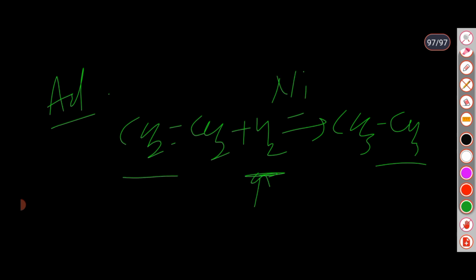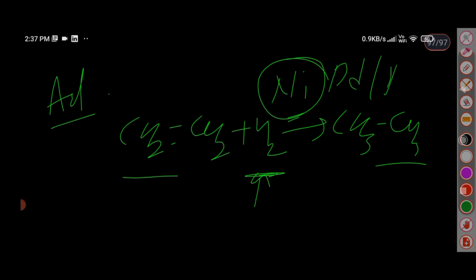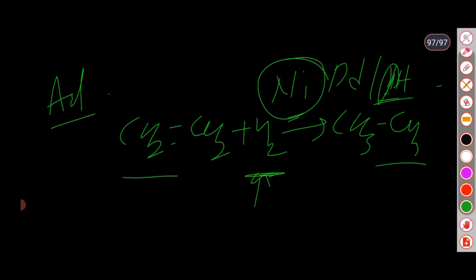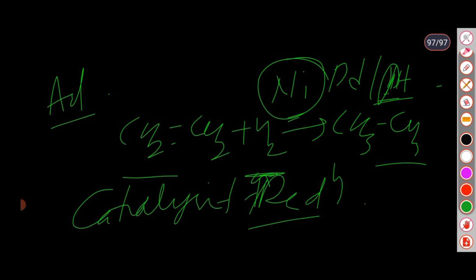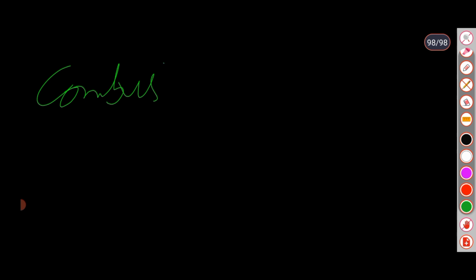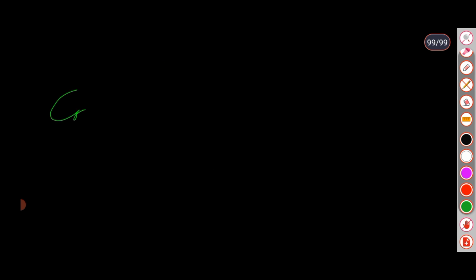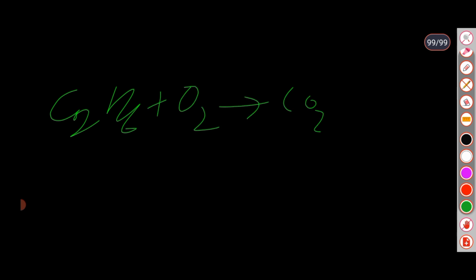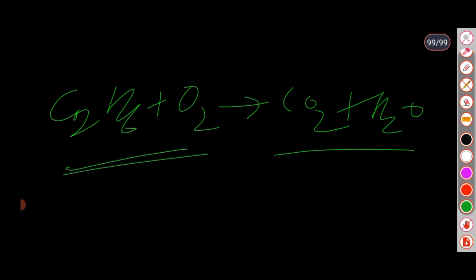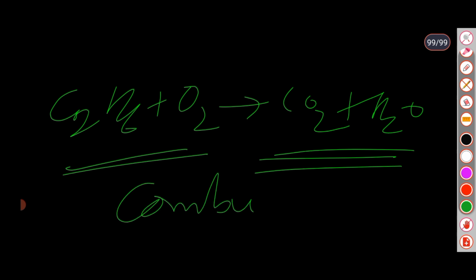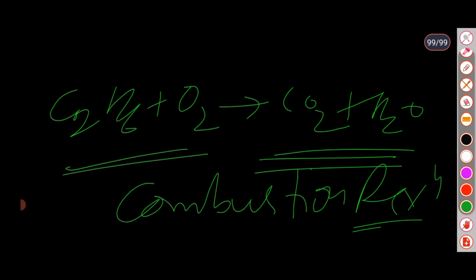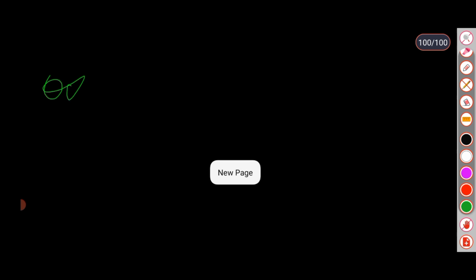This reduction takes place in the presence of nickel, palladium, platinum. This is also called catalytic reduction. Next is combustion. If you have CH4 along with oxygen, then there will be carbon dioxide and water. End product of the combustion reaction is carbon dioxide and water. Suppose you are given C2H6 plus O2 gives CO2 plus water. We can balance the equation, but the combustion reaction gives the products carbon dioxide and water.